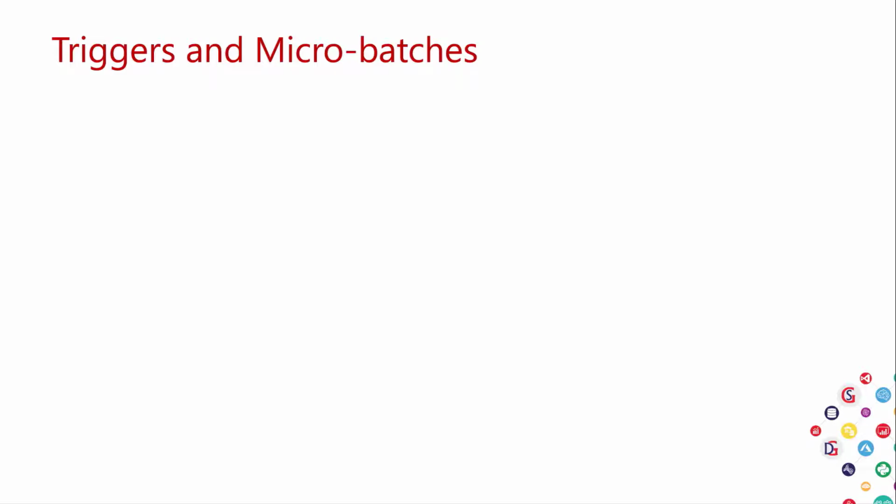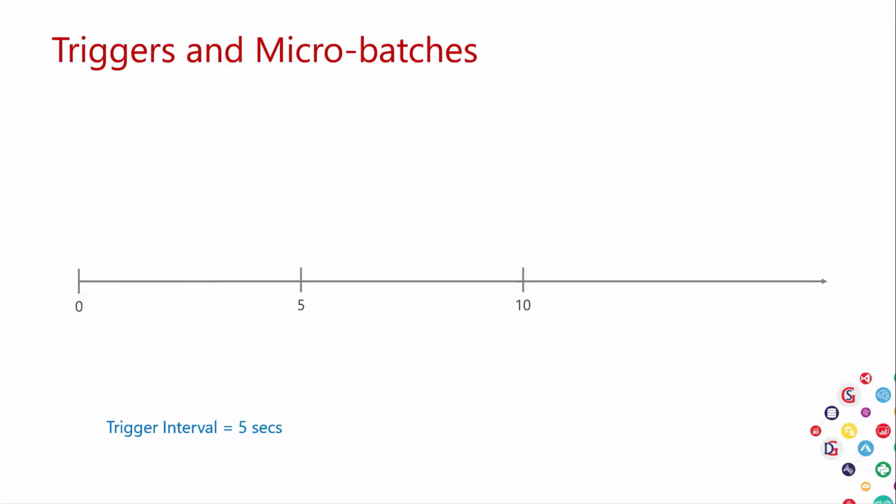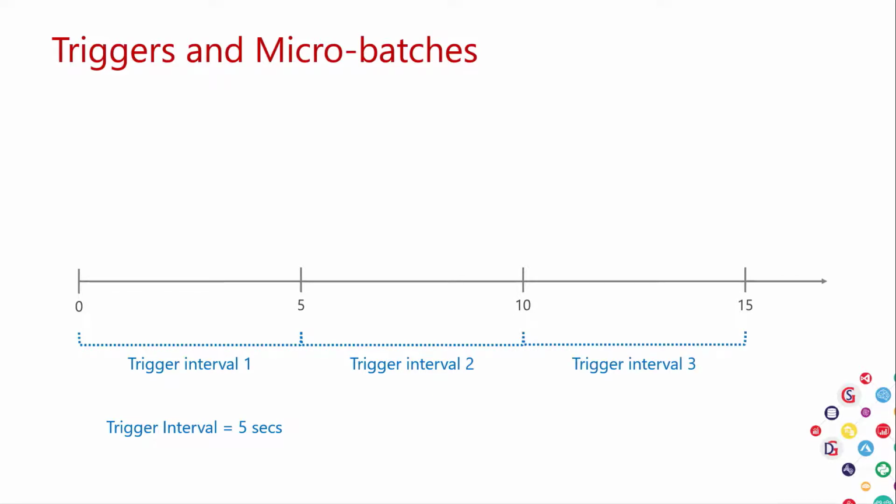So basically, Spark runs queries using a micro batch processing engine at specific trigger intervals. Let's see how that works. Let's assume we specify a trigger interval of 5 seconds. So if you have 15 seconds, the first trigger interval will be from 0 to 5 seconds. The second interval will be from 5 to 10 seconds. And the third interval will be from 10 to 15 seconds.